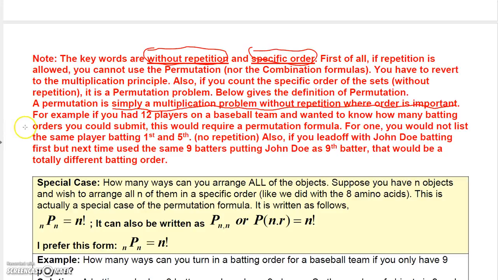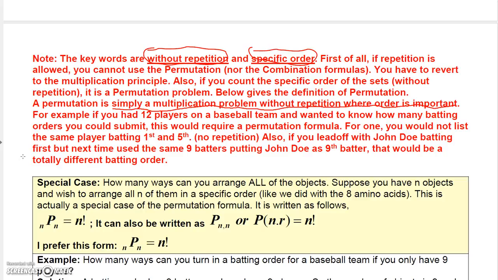For example, if you had 12 players on a baseball team and wanted to know how many batting orders you could submit, this would require a permutation formula. For one, you would not list the same player batting first and fifth, so that means there's no repetition. Also, if you lead off with John Doe batting first, but next time you use the same 9 batters, putting John Doe as the 9th batter, that would be a totally different batting order. In other words, that next batting order would be a totally different permutation, even though you use the same 9 batters.